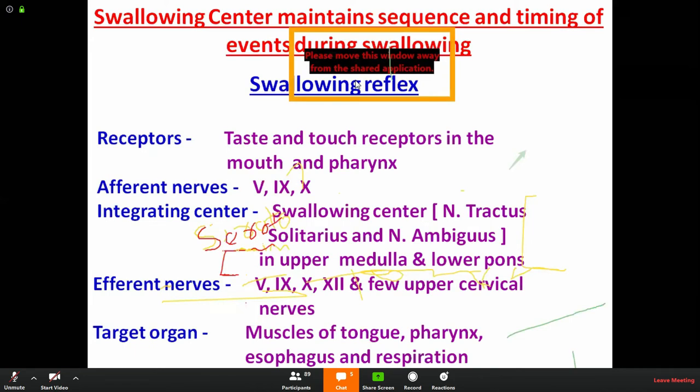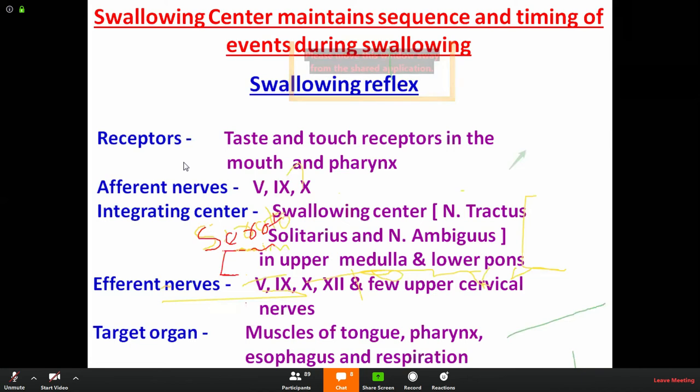We have read this with the baroreceptor reflex also. In the exam there was a question about the baroreceptor reflex, so you have to write these 5 topics. Swallowing reflex has been asked many times. If it is asked, just write these 5 points. There is a receptor. What are the receptors?